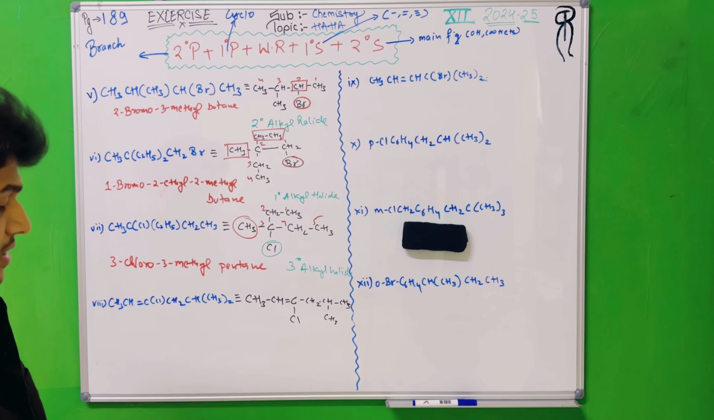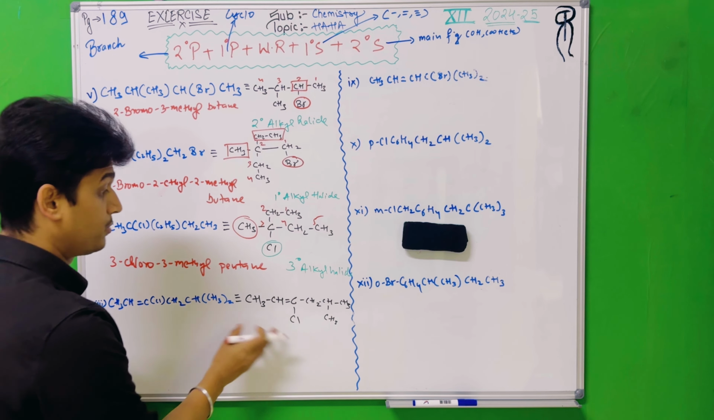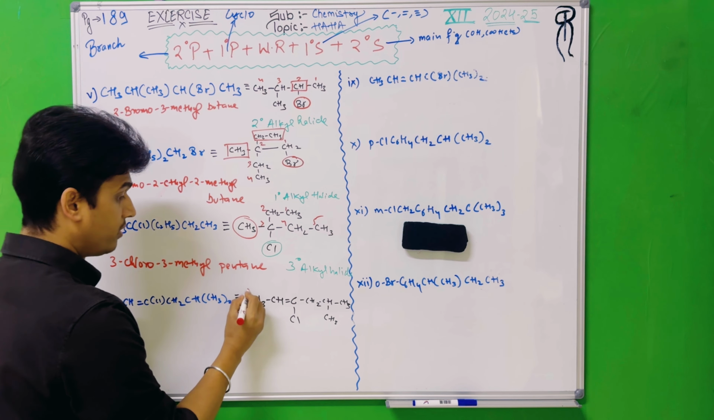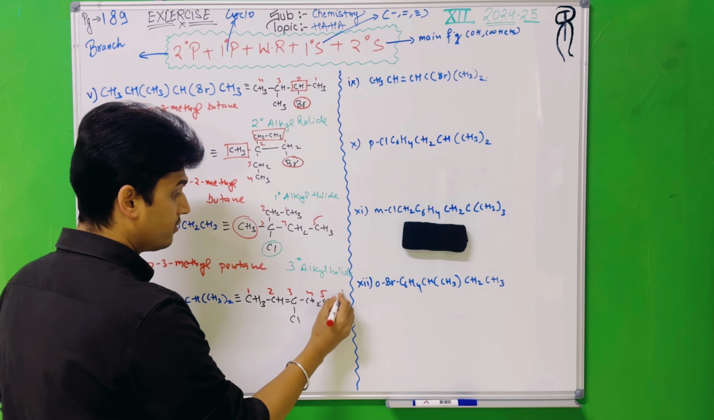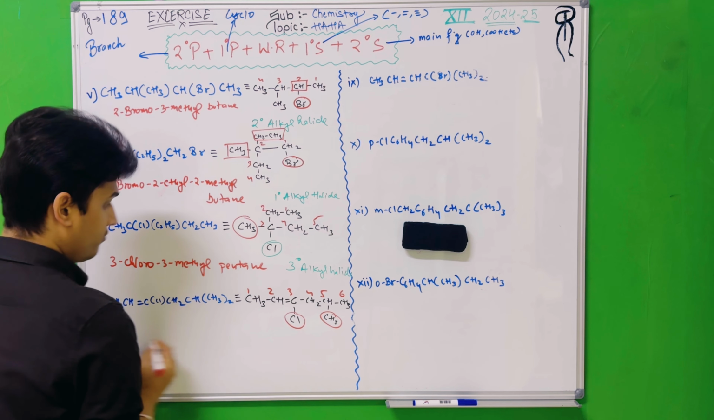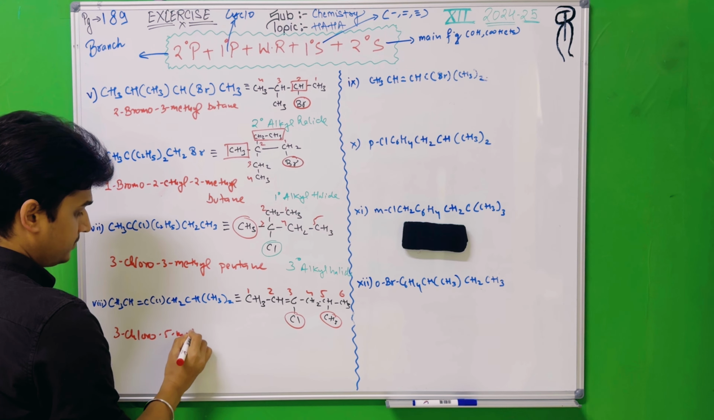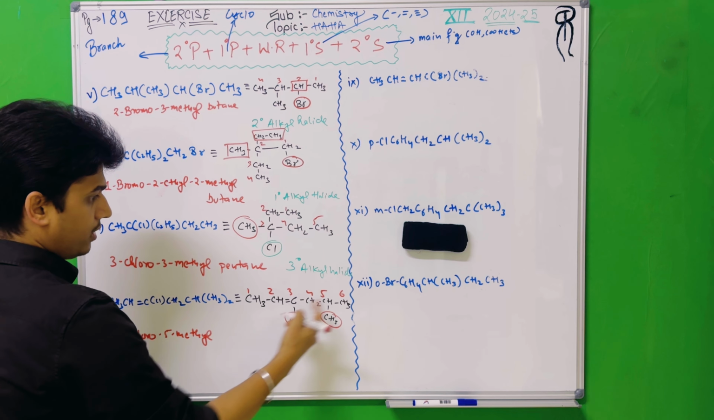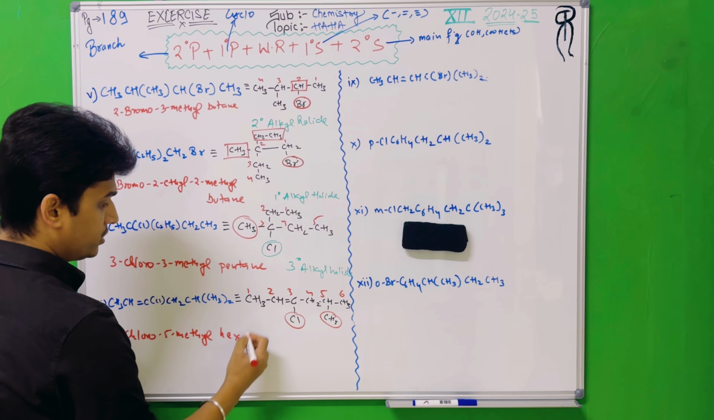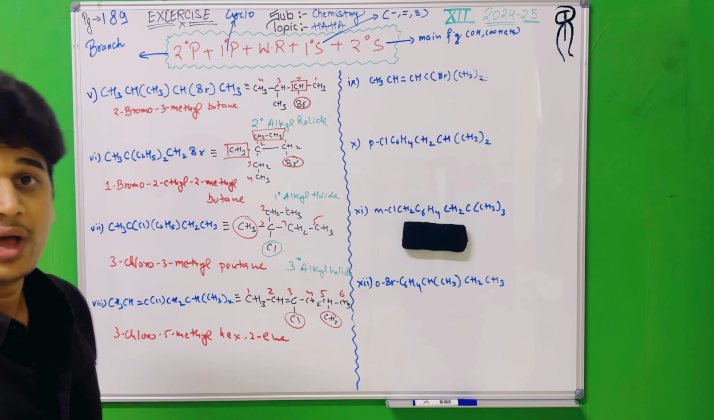Now again here chlorine is also present, double bond is also present, and luckily both are present on the same side of the numbering. So 1, 2, 3, 4, 5, 6. So at the 3 position you have chloro, at the 5 position you have methyl. So 3-chloro, 5-methyl, hex, and at the 2 position you have the double bond, ene. So this is the IUPAC name.